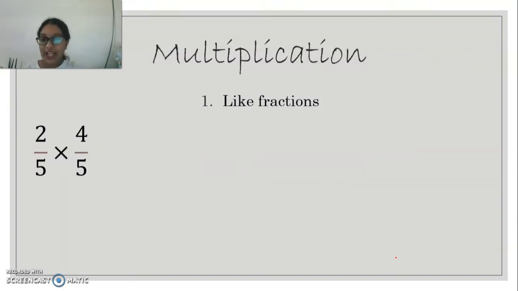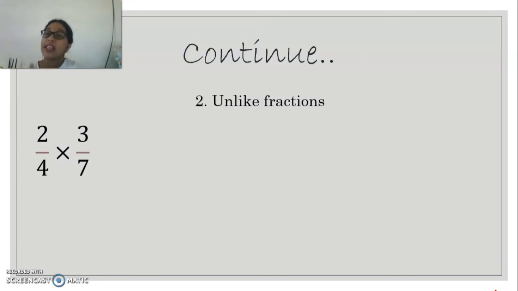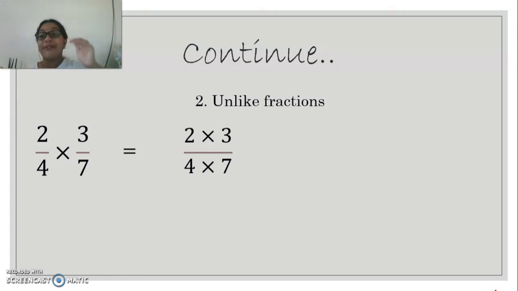Now, multiplication of like fractions. Multiplication is the easiest of anything in fractions because you just need to multiply. So just multiply 2 into 4 by 5 into 5, which gives you the answer 8 by 25. The same thing continues in the unlike fractions. You just multiply them. 2 into 3 by 4 into 7. 3 twos are 6 by 7 fours are 28.